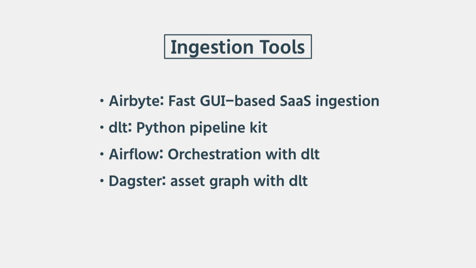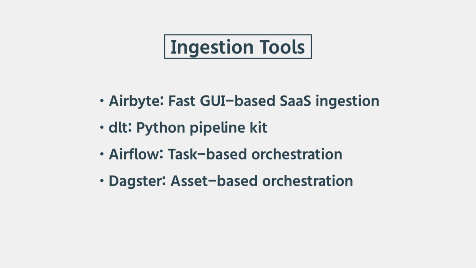Now we move into ingestion. I will show 4 approaches: Airbyte for point and click SaaS ingestion. Pure dlt for a lightweight Python-only pipeline. dlt inside Airflow to schedule and coordinate runs. dlt inside Dagster to model assets and lineage. We start with Airbyte, then a direct dlt run, then wrap the same dlt logic in Airflow, then in Dagster to compare ergonomics.